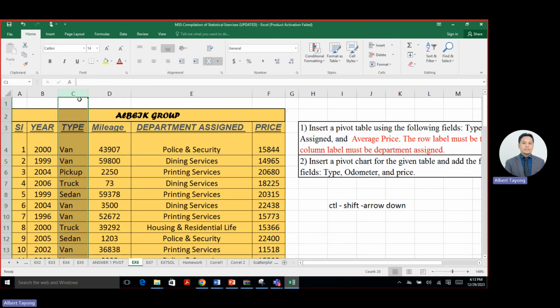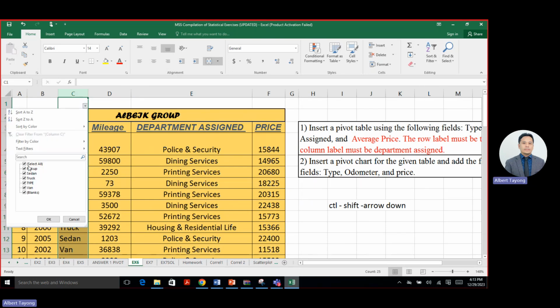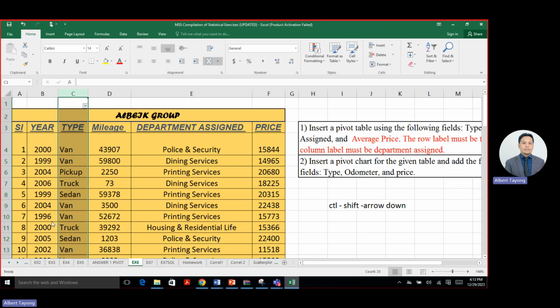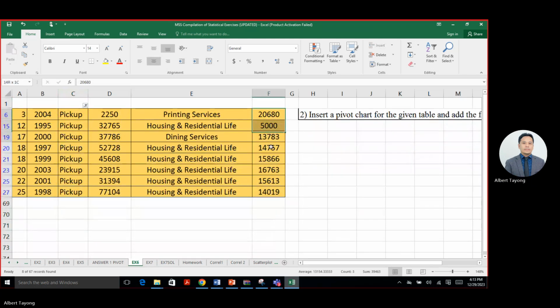You can select the column type and then filter. You can filter the pickup. First you have to untick, then select pickup. Now, if you select the prices, these are all the prices. Select, and you can see here the average: 14,560.125.